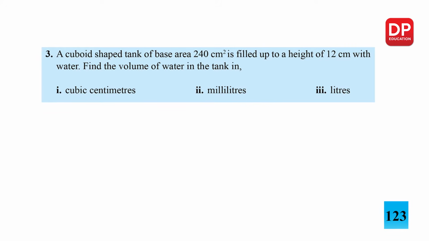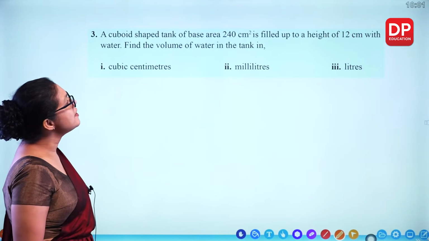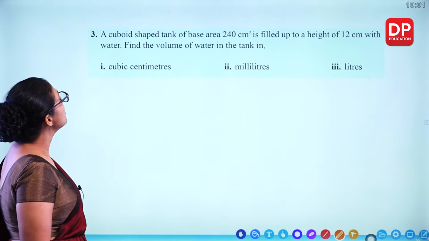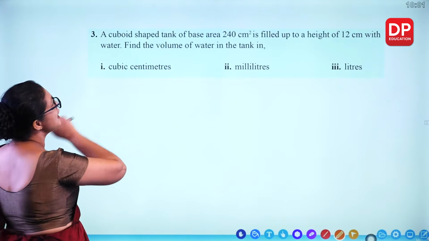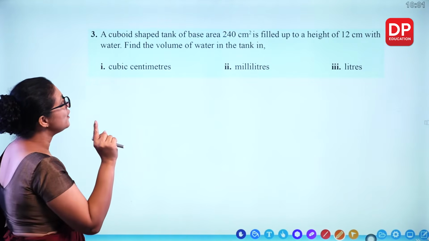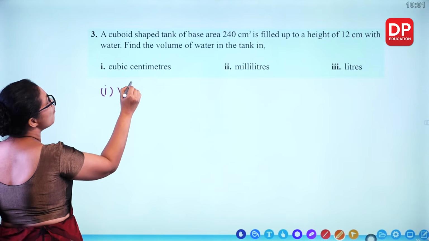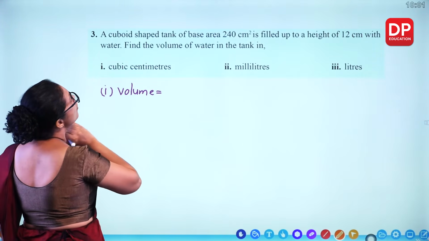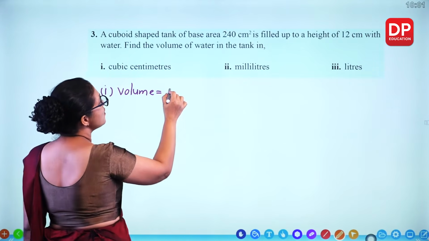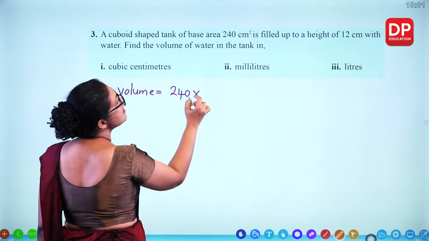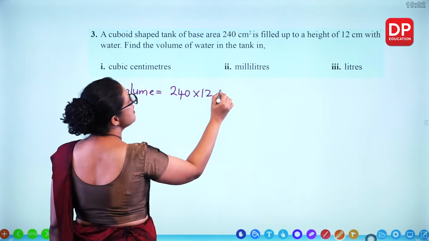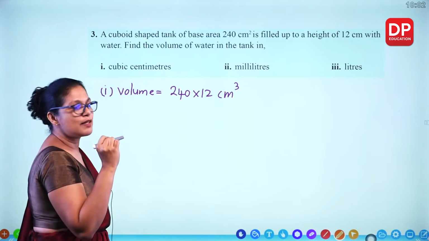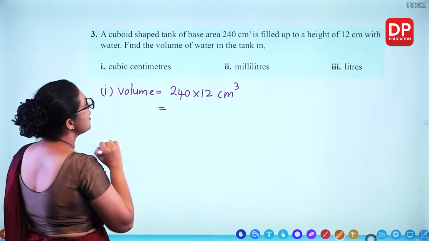Question number 3. A cuboid shaped tank of base area 240 square centimeters is filled up to a height of 12 centimeters with water. Find the volume of water in the tank in cubic centimeters. So what's the volume? Volume is equal to base area, 240, and height is 12. So square centimeters into centimeter, you get cubic centimeters. Multiply by 12.